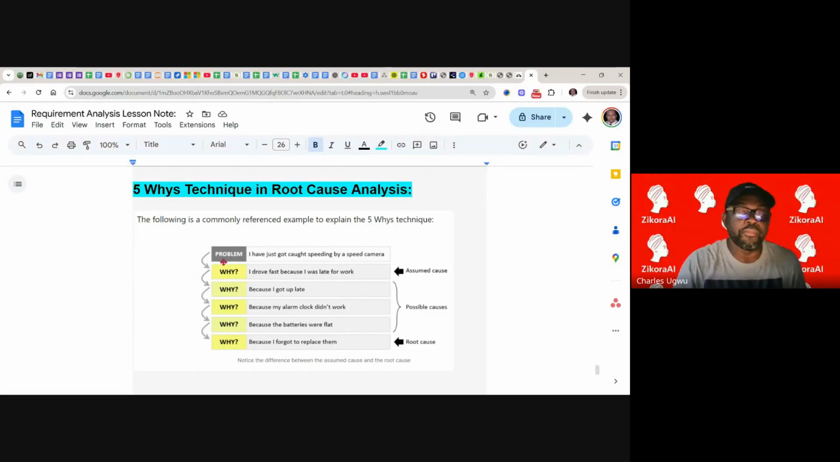This is the problem, and you see how many whys follow. Like I said, the whys can be more than 5. You can even use 8 whys. I just got caught speeding by a speed camera.